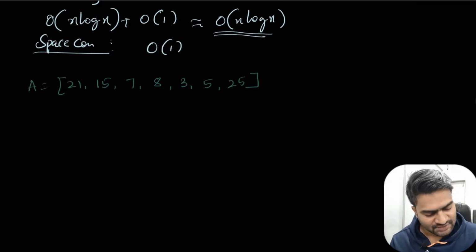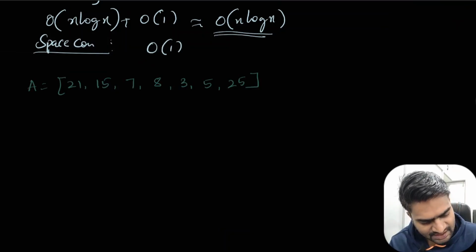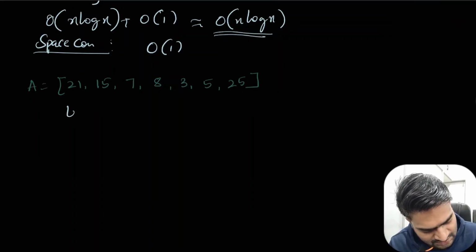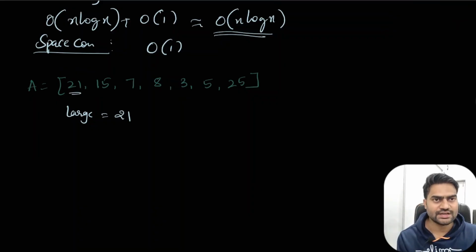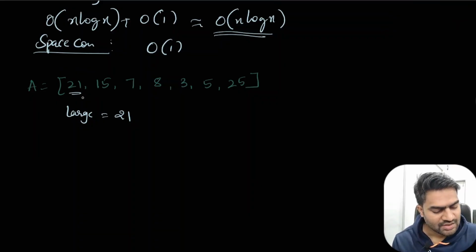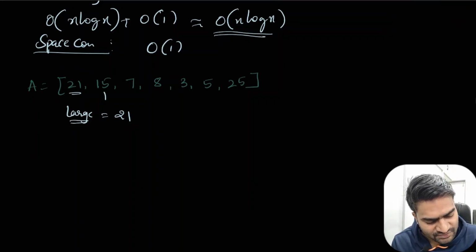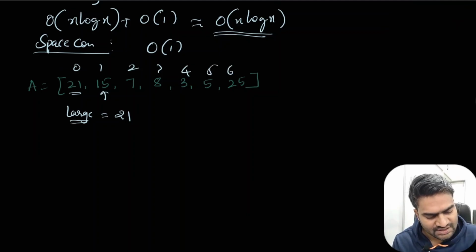Okay. Now what I will do, I will initially take a variable called large and assign the first number to it. Let's assume my largest number in the array is 21. So I am taking the first number and assigning it to my variable large. Then I will iterate from the first index. So these are the indexes. The 0th indexed value, I am assigning it to large and then I am starting from the first index.